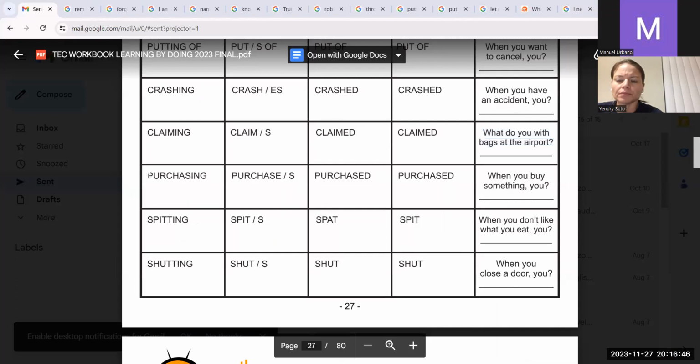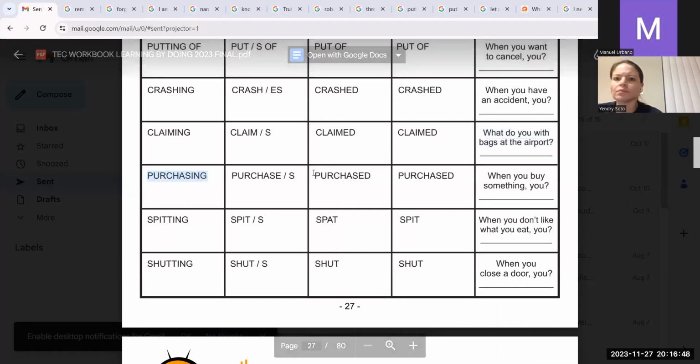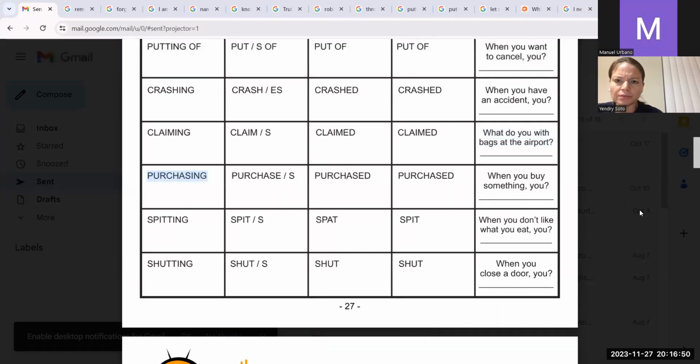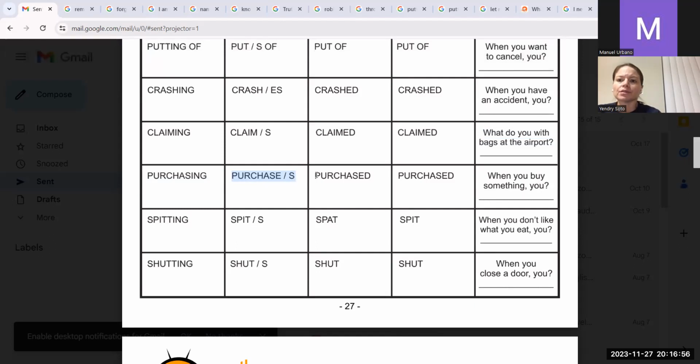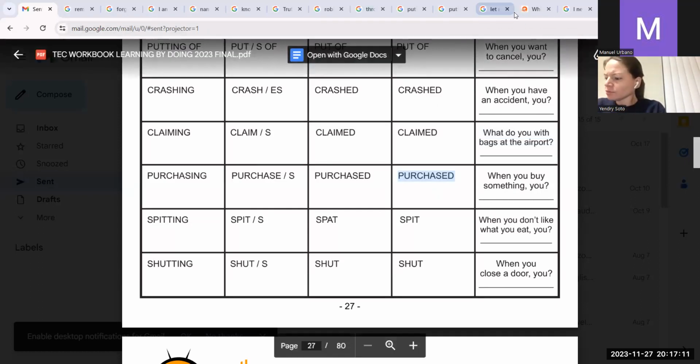All right. What we have now is purchasing. So please repeat. Purchasing. Purchase. Purchases. Purchased. Yeah, purchase. It's a little long. Es una palabra larga, purchase. So you understand the meaning of purchase?